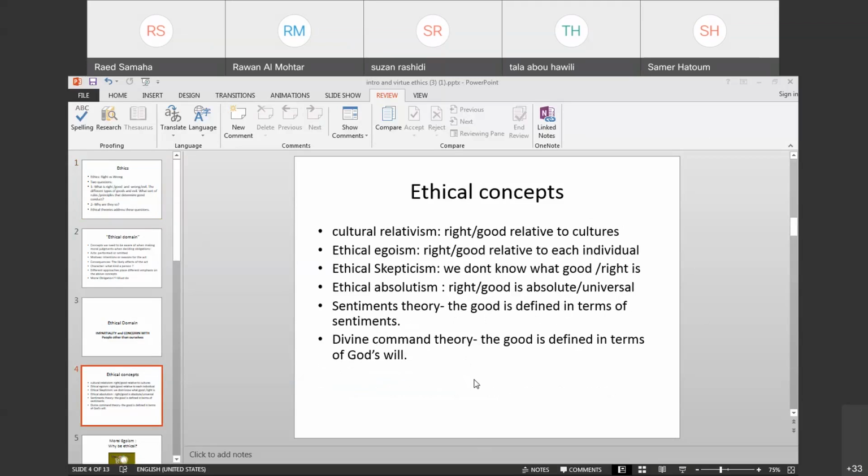Okay, so the first concept is cultural relativism. Do you know what that means? Cultural relativists deny the existence of absolute values, absolute conceptions of right and wrong. So go back here.